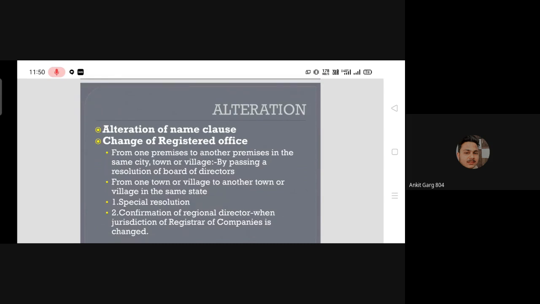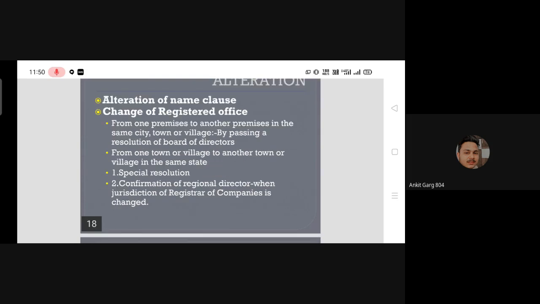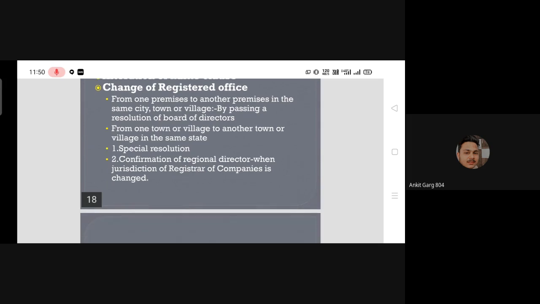If we have to do some alteration, there can be alterations in the clauses, like alteration in the name clause, alteration in the registered office, but for that a special resolution is passed, otherwise there will be no alteration. And confirmation of the regional director is needed when the jurisdiction of the registrar of companies is changed. Director's confirmation is very much necessary when the company's office has to be changed from one place to another, like from one town to another or one village to another village.